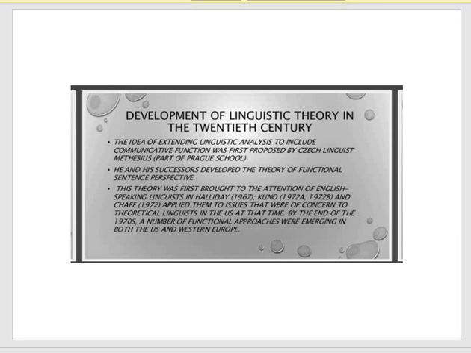The next development of linguistic theory in the 20th century. The idea of extending linguistic analysis to include communicative function was first proposed by the Czech linguist Mathesius, part of the Prague School, and he and his successors developed the theory of functional sentence perspective. This theory was first brought to the attention of English-speaking linguists by Halliday in 1967, Firbas in 1972, and Chafe in 1972, and applied to issues that were of concern to theoretical linguistics in the US at that time. By the end of the 1970s, a number of functional approaches were emerging in both the US and Western Europe.